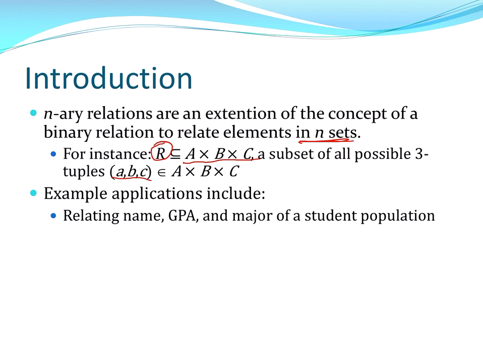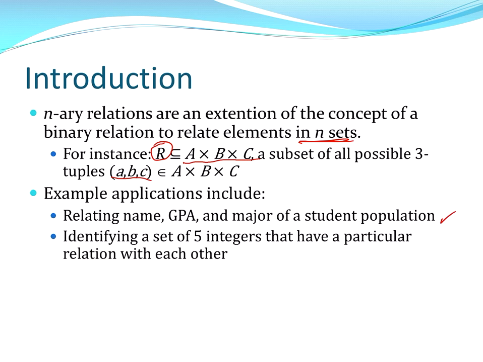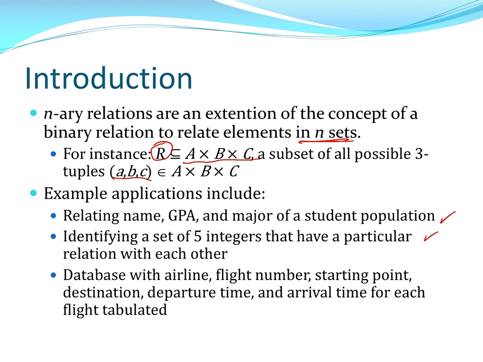How might we use this? If we're going to relate names, GPAs, and majors in a database, or 5 integers that have a particular property, the set of those. And then how about a database of airline, flight number, starting point, destination, departure time, and arrival time? That would be a 6-ary relation, if you will.